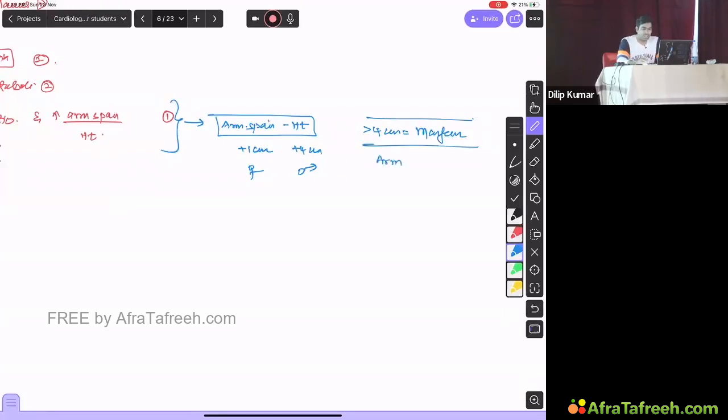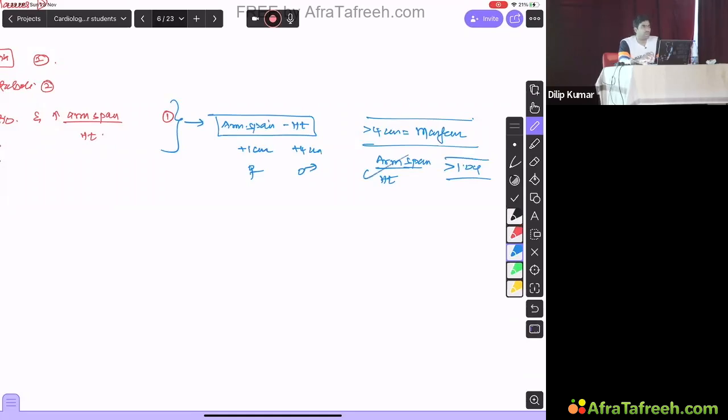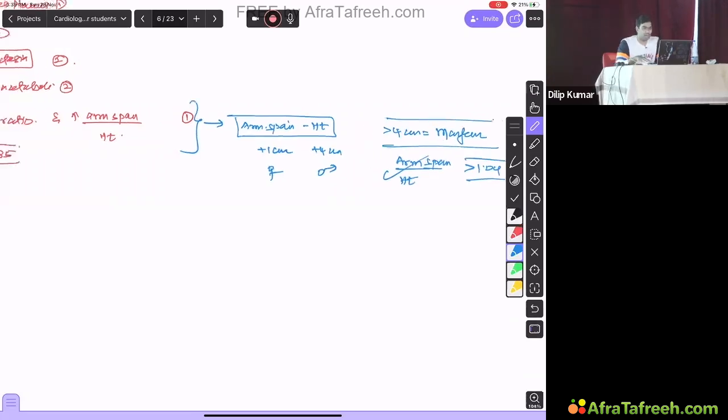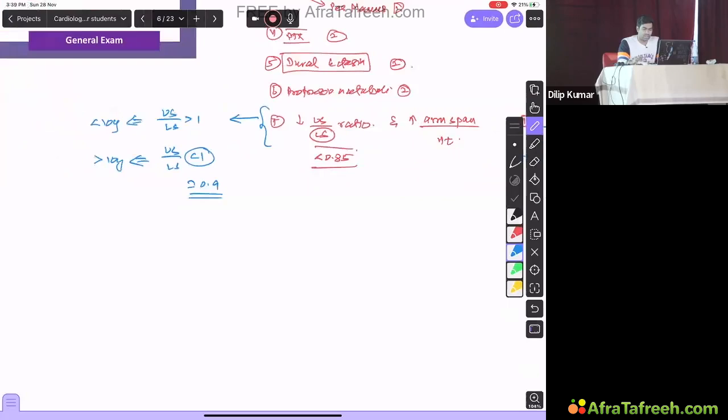Similarly, there is a ratio called arm span by height ratio also. Some books say if it's more than 1.04, we can call it abnormal. So if you want to call it in the form of a ratio, it is 1.04. If it's more than 1.04, it is supposed to be abnormal. Again, this is a very important point in exam.